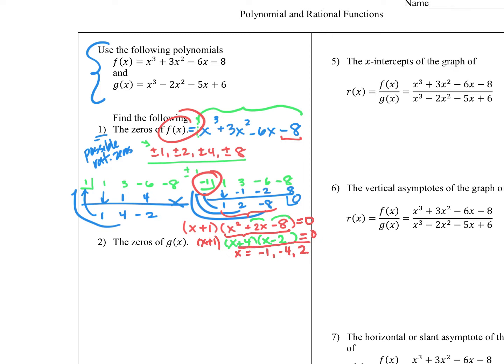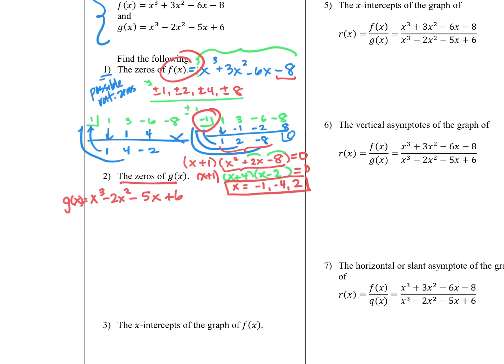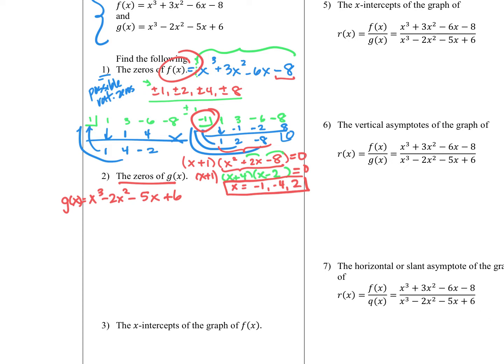Now, g of x is x cubed minus 2x squared minus 5x plus 6. That's our g of x function. Similarly, you could try and factor by grouping, but that's not going to work. So we'll list all the possible rational zeros. That comes from the factors of the 6: plus or minus 1, plus or minus 2, plus or minus 3, plus or minus 6, all over the lead coefficient, which is 1. So it's just over 1 and negative 1.